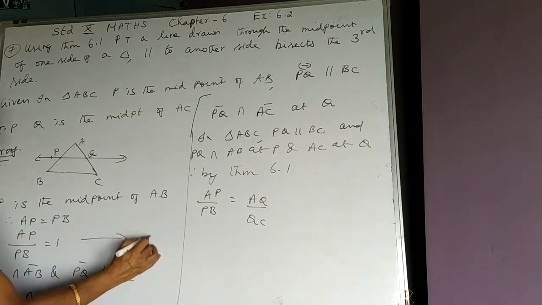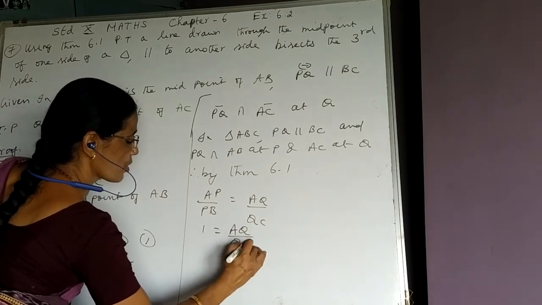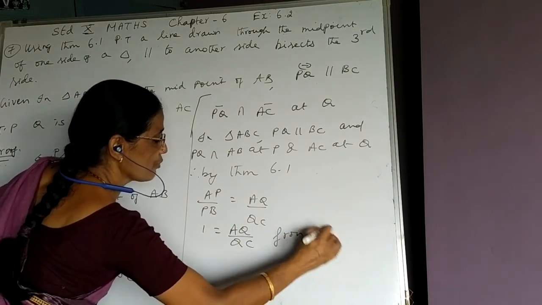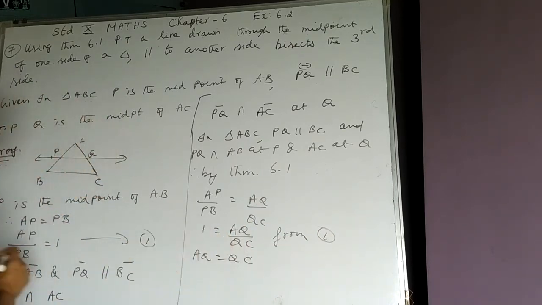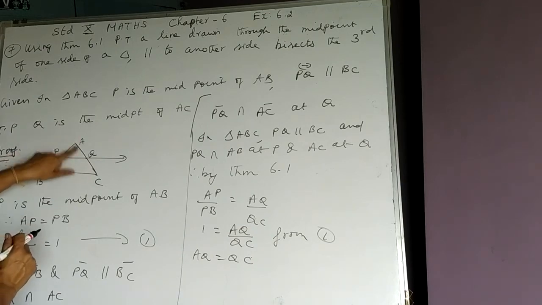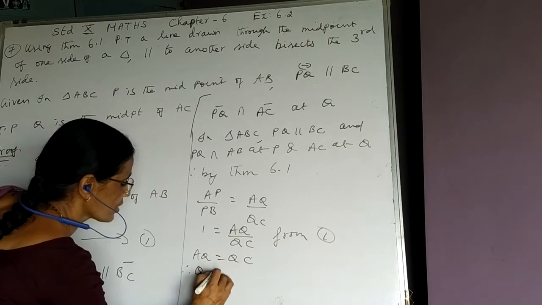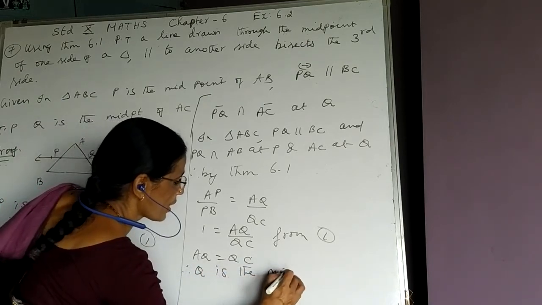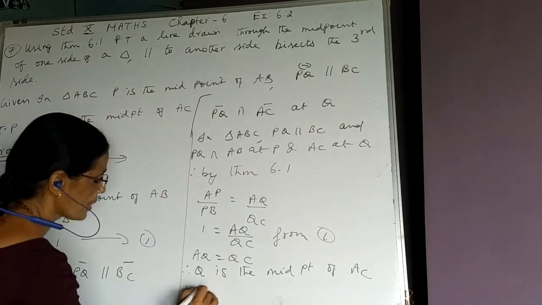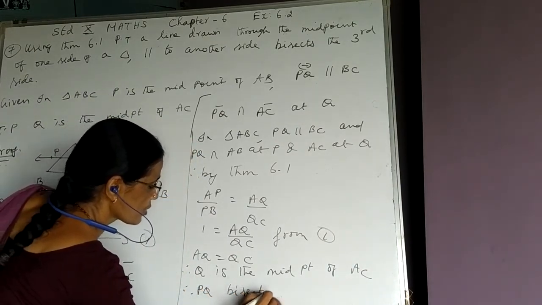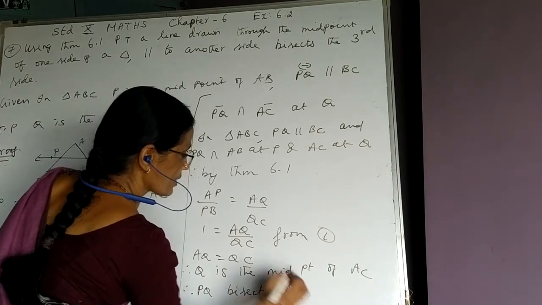What is the result? AP upon PB we have got, it is equal to 1. So 1 is equal to AQ upon QC. This is from the first result. Cross multiply, what we get? We get AQ equal to QC. So Q is the point between A and C and AQ equal to QC. Therefore, what is Q? Q is the midpoint of AC. Therefore, PQ bisects. Bisects means what? Division into two equal parts. PQ bisects which side? AC.